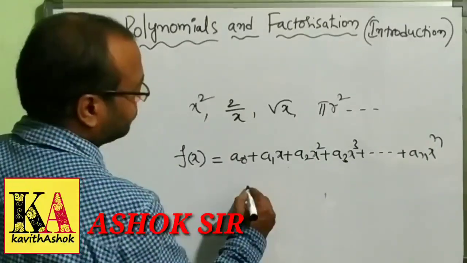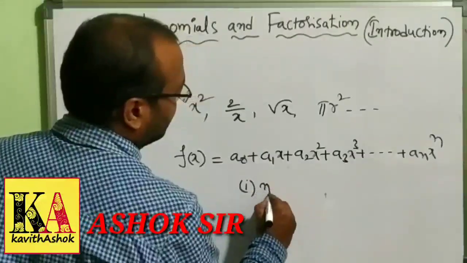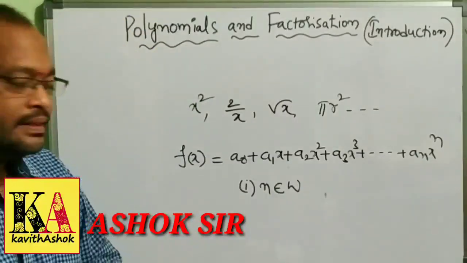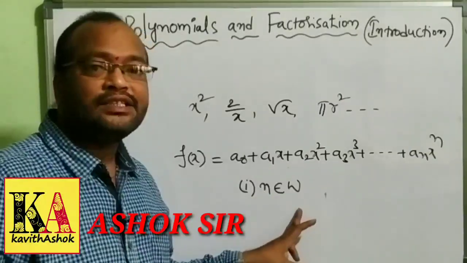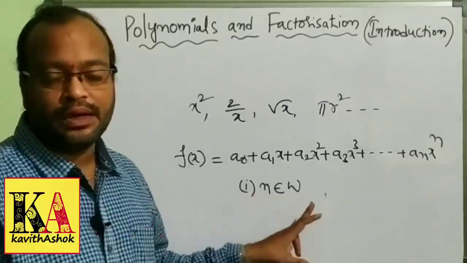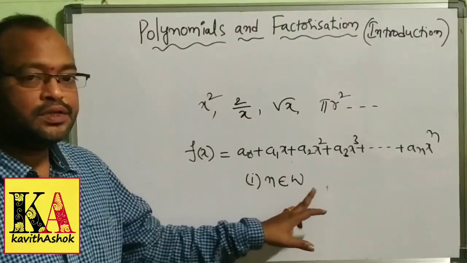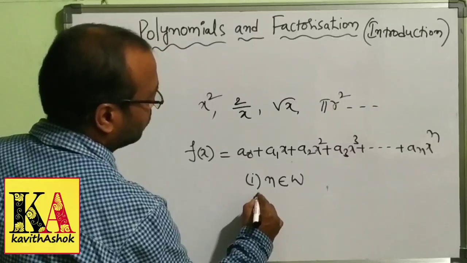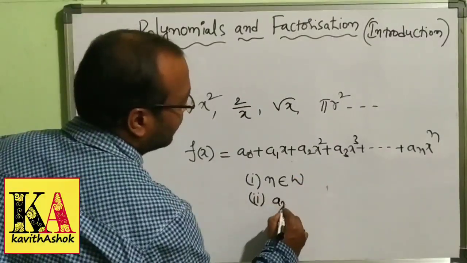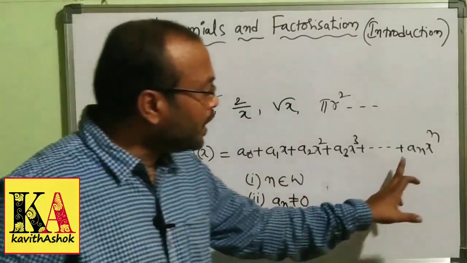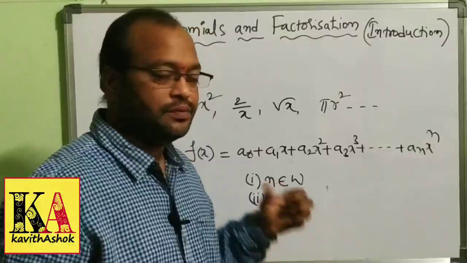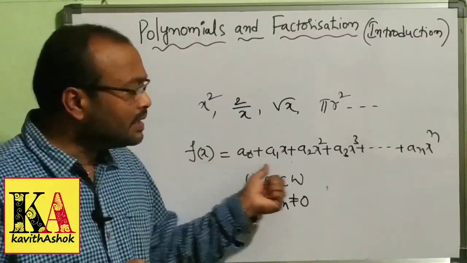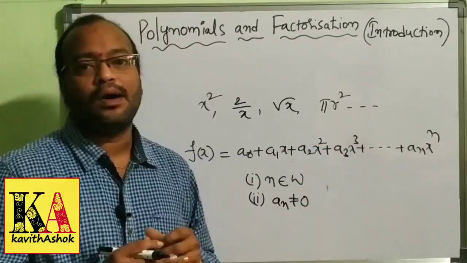What is the first condition here? n, the power or degree, n belongs to W. n must be a whole number. Sometimes they will take n belongs to natural numbers also, but actually n belongs to W. Right. n must be a whole number. And the second condition is here: an not equal to 0. The coefficient of x to the power of n is not equal to 0. So when these two conditions are satisfied, we can say that this is an nth degree polynomial in x.